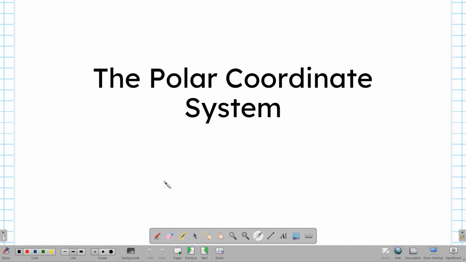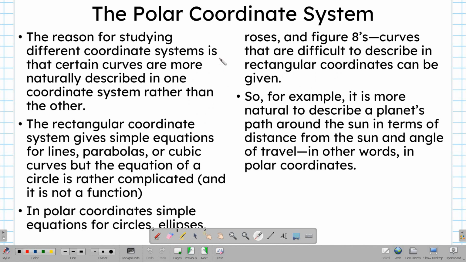In this video, we're going to talk about the polar coordinate system. We are all familiar with the Cartesian plane, the Cartesian or the rectangular coordinate system. However, we also have other systems, and the reason for studying different coordinate systems is that certain curves are more naturally described in one coordinate system rather than the other.